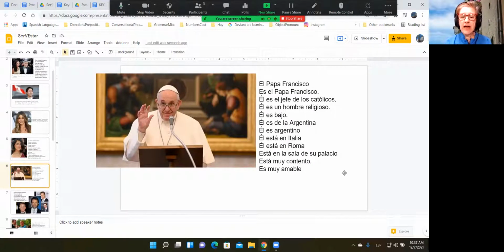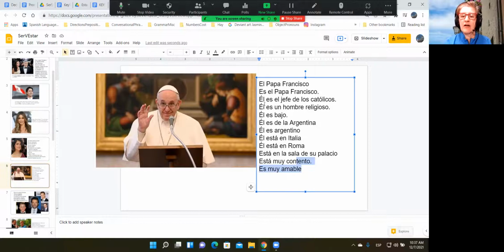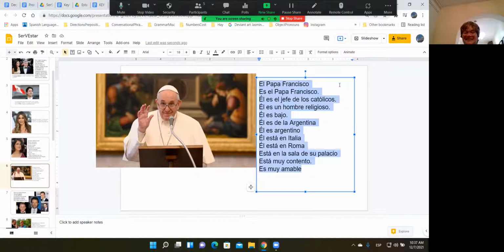Let's take a look at el Papa Francisco. El Papa means the Pope. La Papa is a potato. So you've got to be careful. La Papa is a spud. El Papa is the Pope. This is Pope Francis. Es el Papa Francisco. And notice it's not papa, Dad. It's el Papa, the Pope. Es el jefe de los católicos. He is the head guy of all the Catholics.